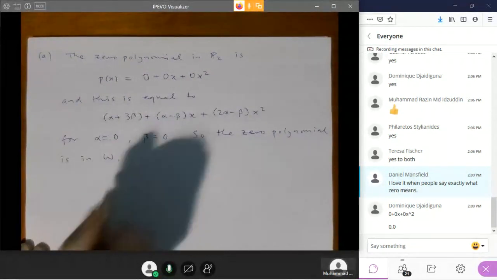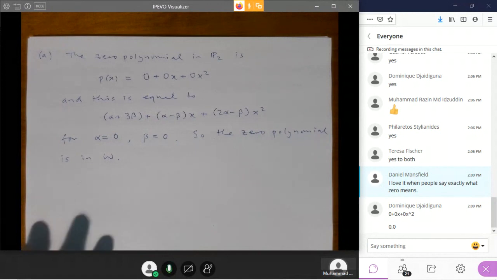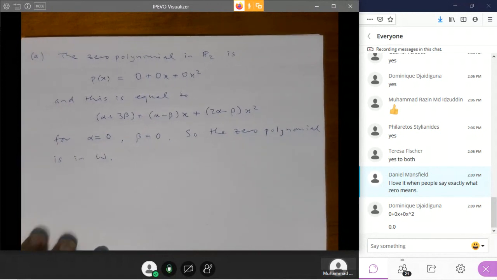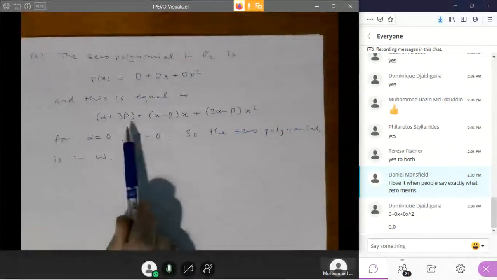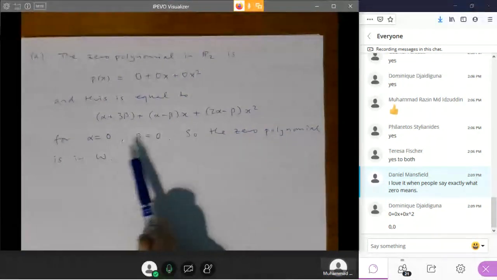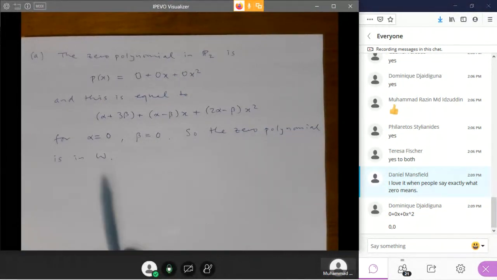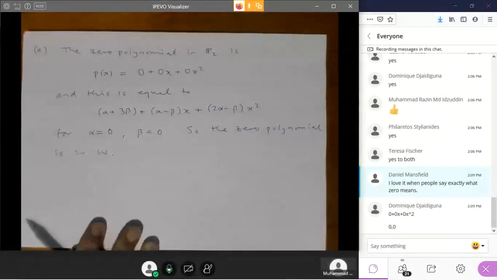Just one thing I'd like to comment on there, which is that the actual mathematics, the algebra that you have to do there, is very, very easy. Just look at that and say, if we take alpha and beta 0, then this is the zero polynomial. But writing it up carefully is also important. So any questions on that part?